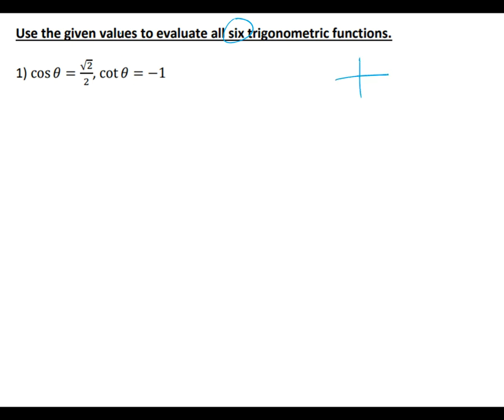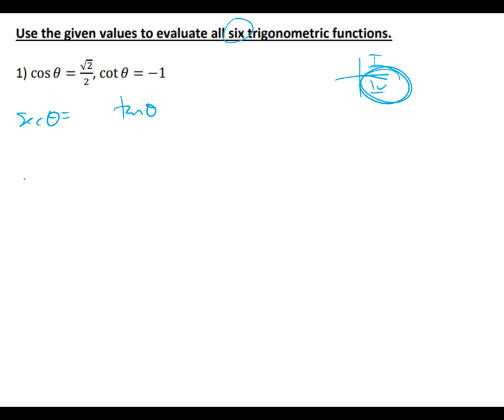So cosine, is it positive or negative? Positive. So which quadrants is cosine positive in? 1 and 4. Cotangent says it's negative. Out of those 2 quadrants, which one is cotangent negative in? 4. So I'm in quadrant 4. Which two pieces of trig do I get for free? Tangent and secant, and all I have to do is flip reciprocals.